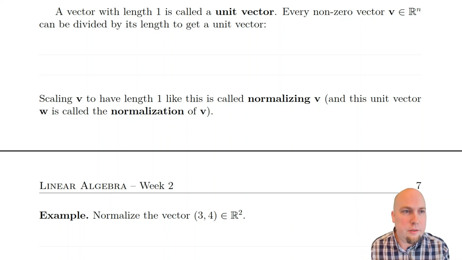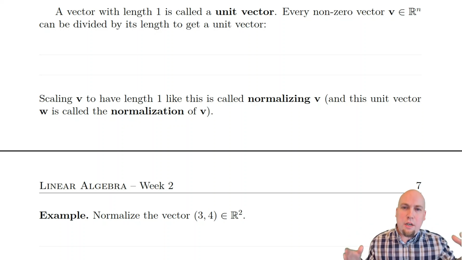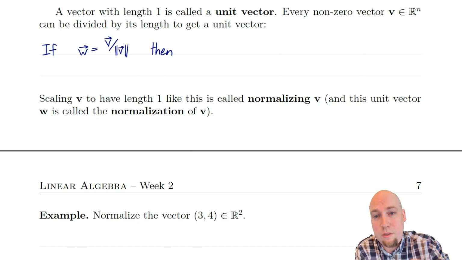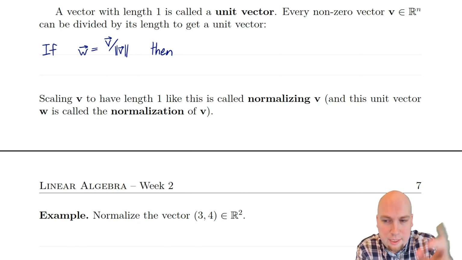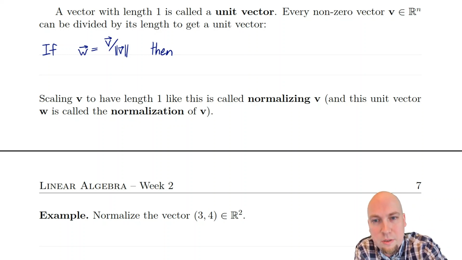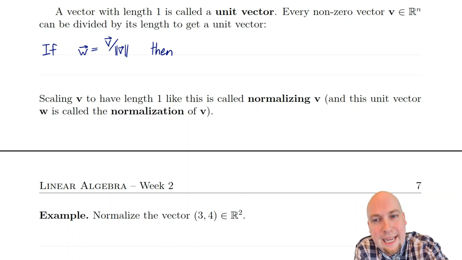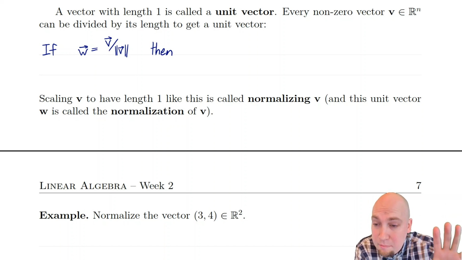Okay, so how do we do this? Well, for every non-zero vector, you can take that vector and divide it by its length. And when you do that, you get a unit vector. So if you take any non-zero vector and divide it by its length, you get a vector that has length 1. And the reason for this is, well, let's just compute it and see why this happens. So suppose that you've got some vector v that you actually care about. I claim that this vector w, which is v divided by its length, is a unit vector.